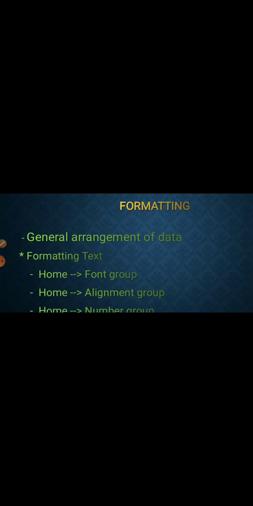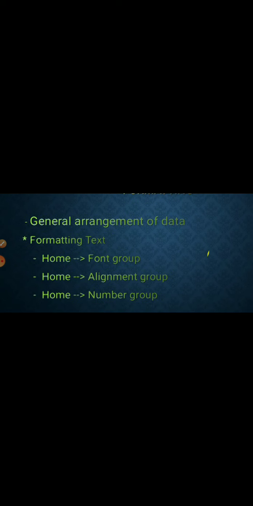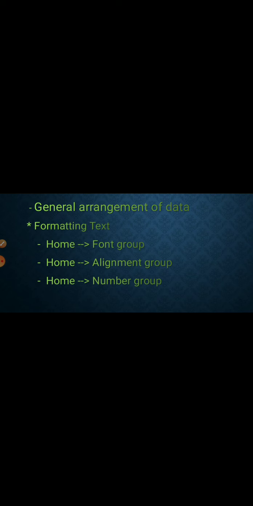Next, formatting. General arrangement of data is known as formatting. So we can format the text using the font size and font color. We can align the text. The numbers also can be formatted. To change the font, you can use the font group from the Home tab. For the alignment, you can use the alignment group from the Home tab. For the number change, you can use the number group from the Home tab.